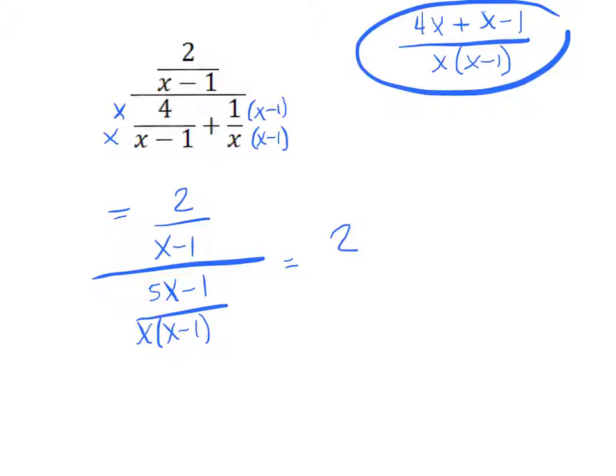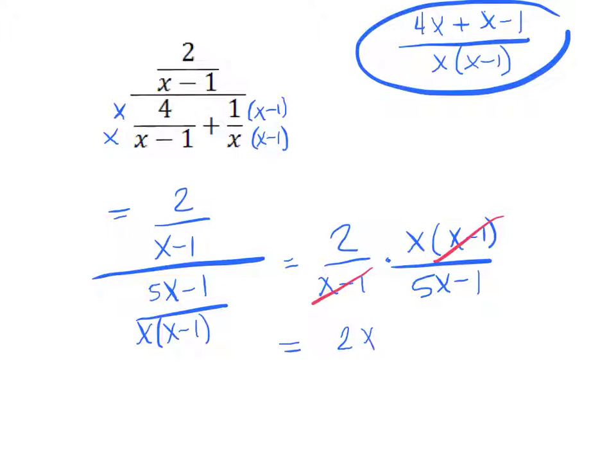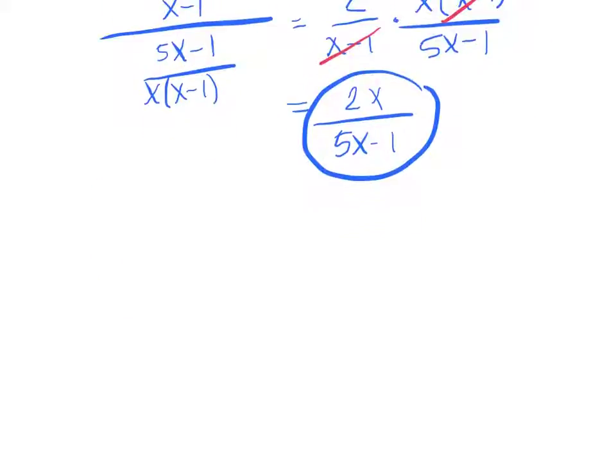And then I have to multiply by the reciprocal. So x times x minus 1 on top, 5x minus 1 on bottom. And canceling, my x minus 1's cancel. So all that I have left is a 2x on top over 5x minus 1 on bottom. And it looks like that's it for today.